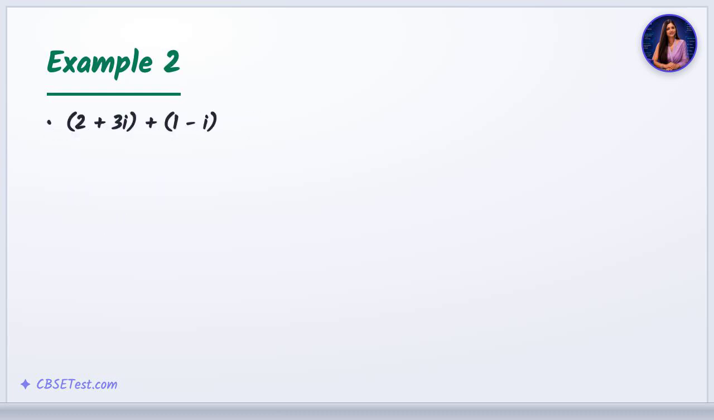To add complex numbers, add real parts and imaginary parts separately. 2 + 3i plus 1 - i gives 3 + 2i.